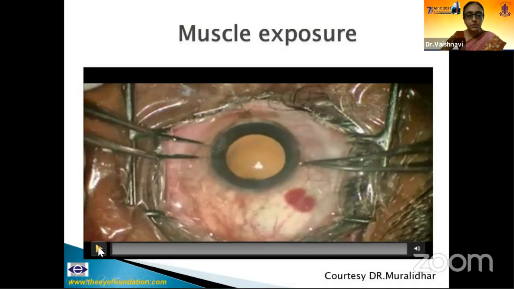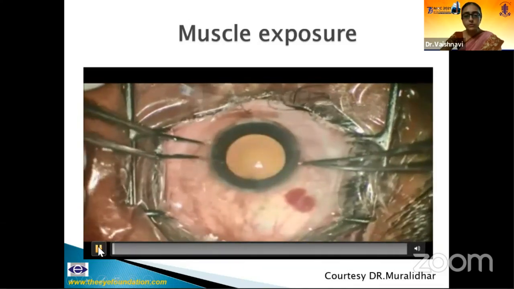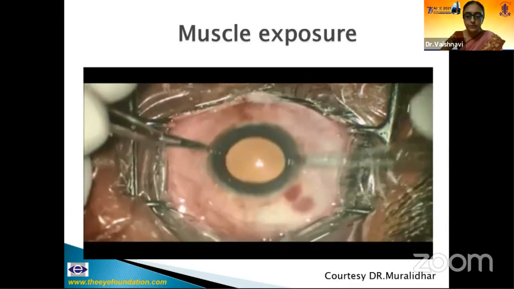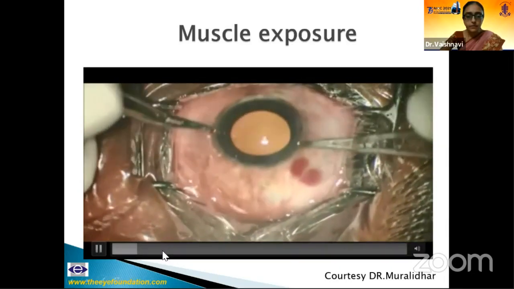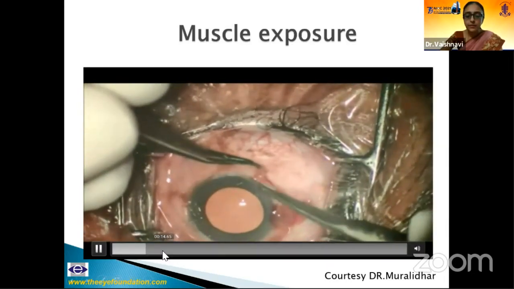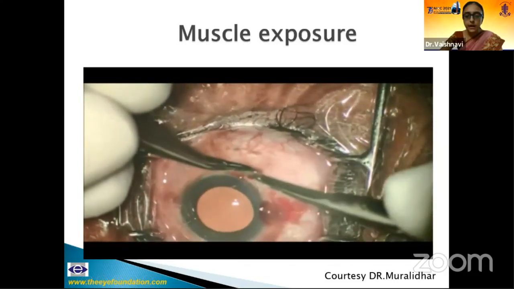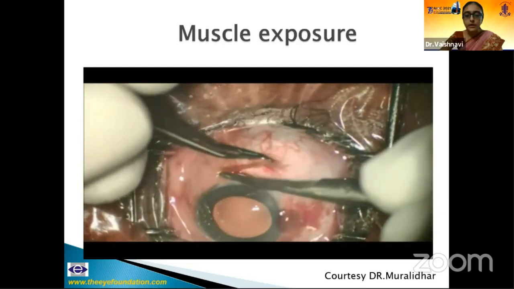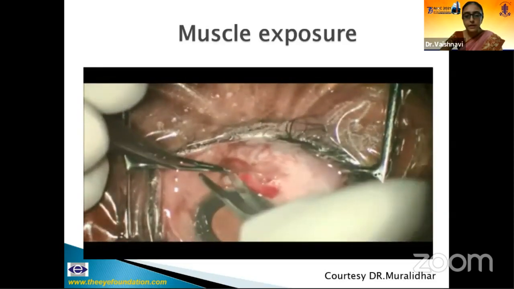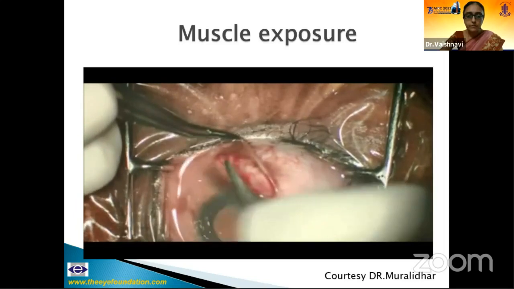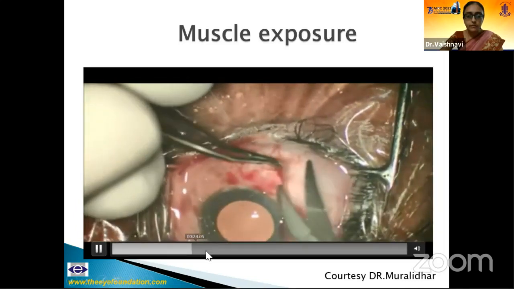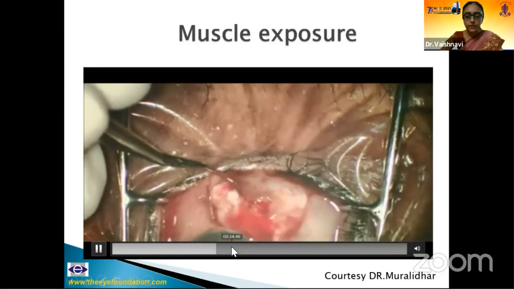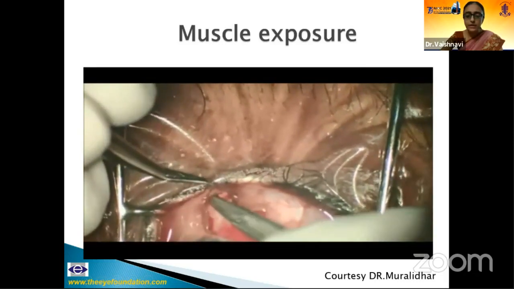So coming to the muscle exposure. So before you exercise a muscle, always do a force reduction test on table. And the conjunctiva is incised with the blunt end scissors. And 2 radial incisions are made in the conjunctiva. The intermuscular septum in the supranasal and the infranasal is buttonholed.